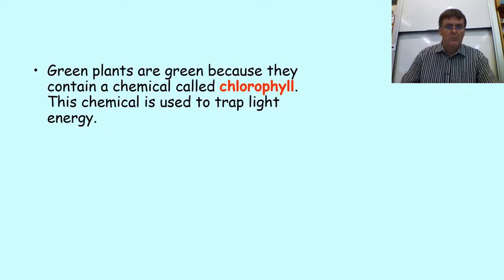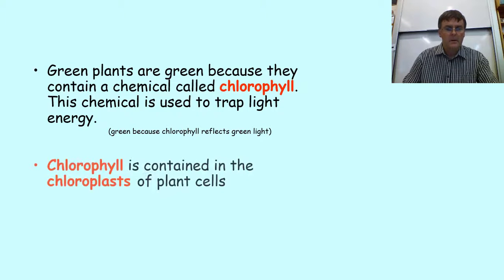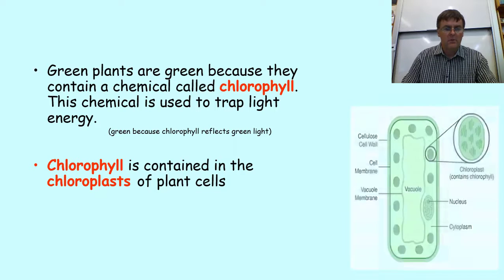So, they're green, they contain this chemical, it's a light trapping chemical called chlorophyll, traps the light energy, okay, and they're green because it reflects green light, it absorbs all the other colours. There are other types of chlorophyll that reflect other colours, but green is the most common. It's contained in these things called chloroplasts, which are little organelles in the cells inside the leaf. Mostly in the palisade cells, but quite a few in the spongy layer as well.